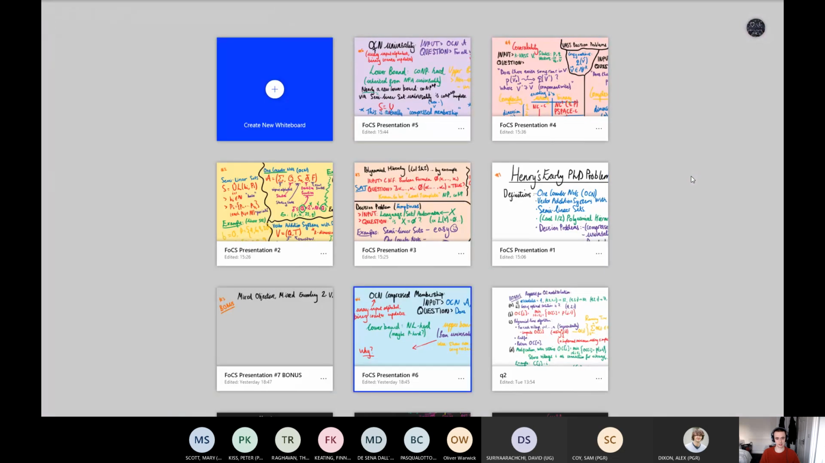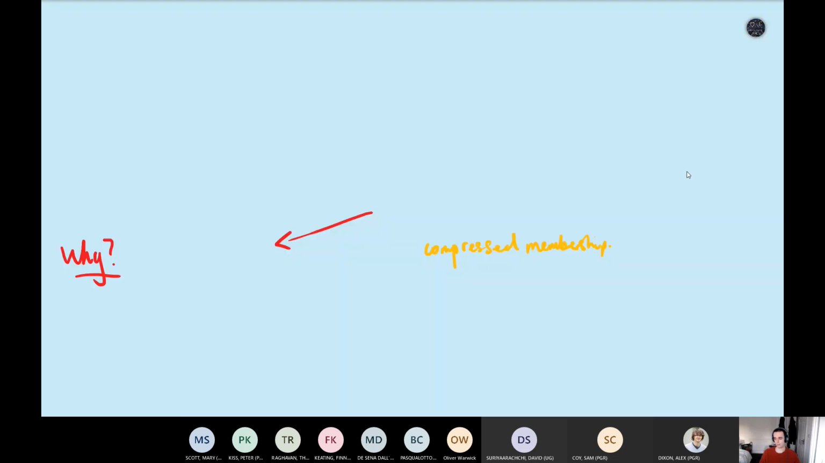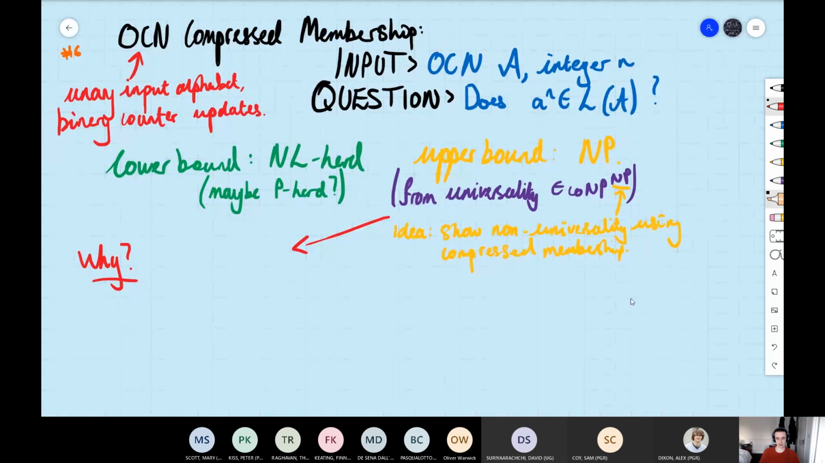Slide 6. Before I go any further, are there any questions regarding one counternets or universality or semi-linear sets or anything I've talked about?